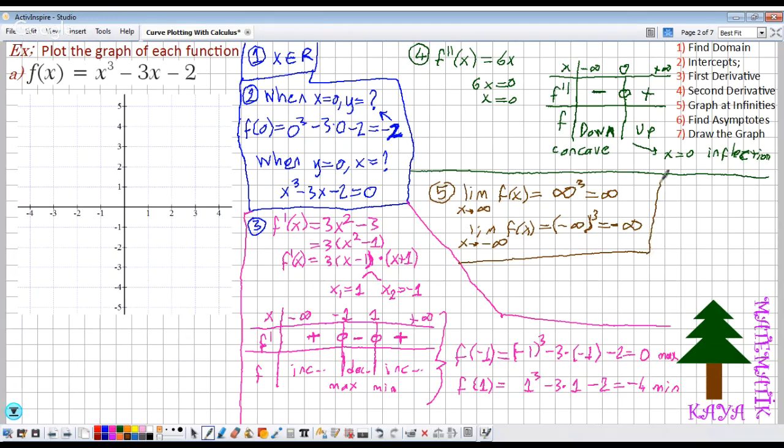Then the sixth step, finding asymptotes. This one is the easiest thing to do. This is not a rational function. In the function, we don't have any rational expression. We don't have any x values in the denominator. We don't even have a denominator here. So since it is not a rational function, that means there is no asymptote.